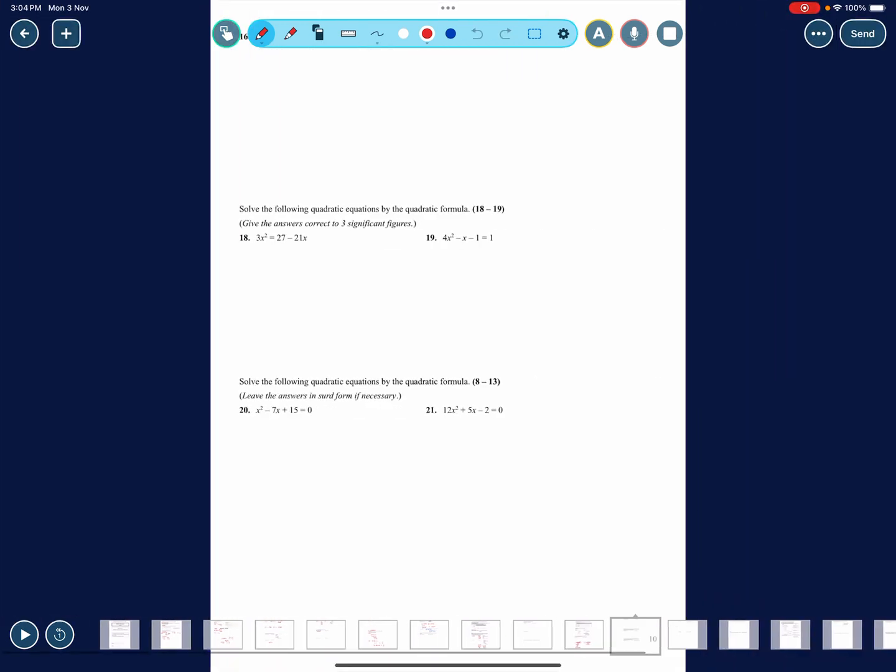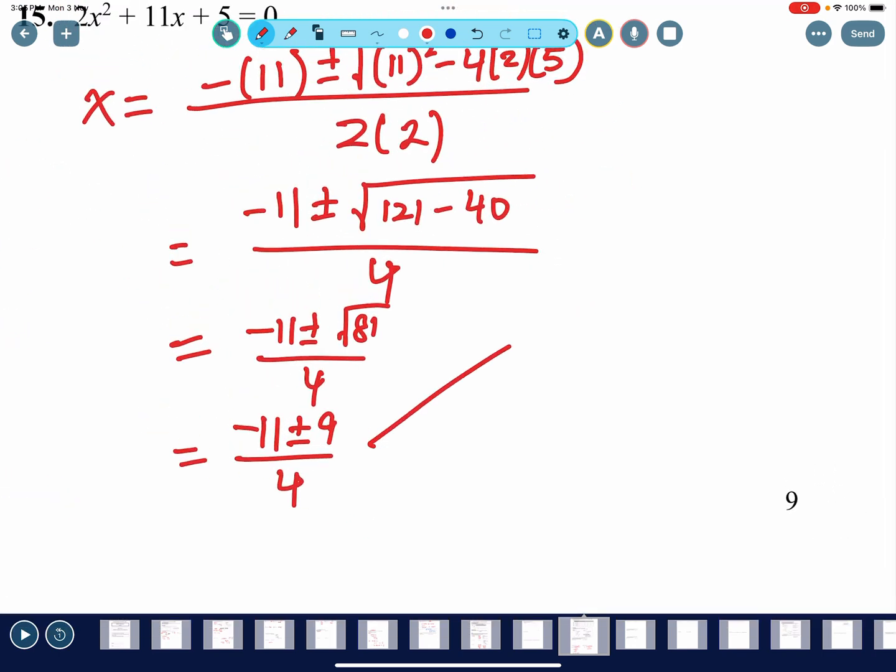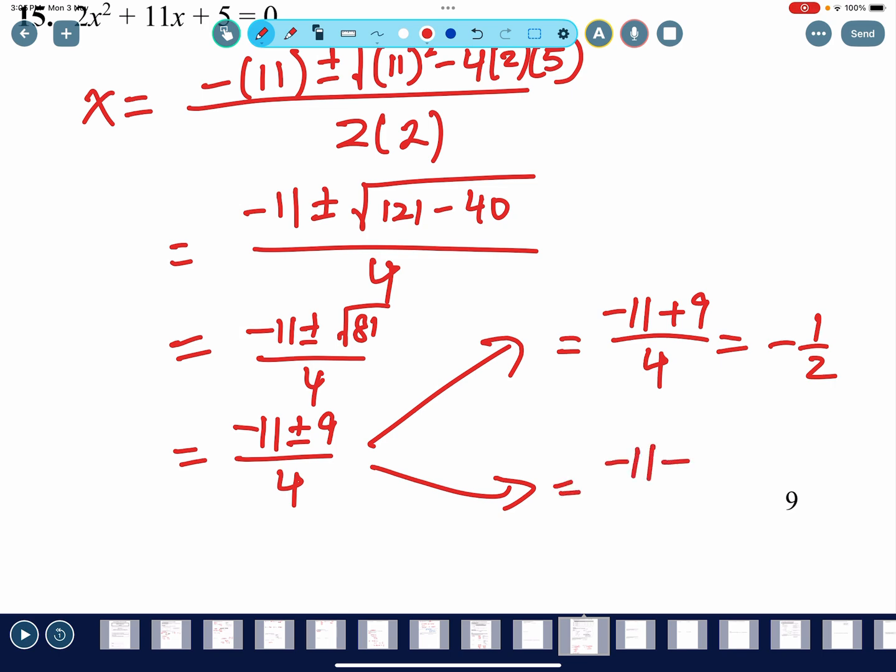121 minus 40 is 81. That's a very nice number. Plus or minus square root 81 over 4. Square root 81 is 9, so negative 11 plus or minus 9 over 4. Now you can separate it now. One with a plus, one with a minus. So negative 11 plus 9 over 4. Negative 11 plus 9 divided by 4 is negative 1 over 2. Negative 11 minus 9 this time over 4. So negative 20 divided by 4 is negative 5.